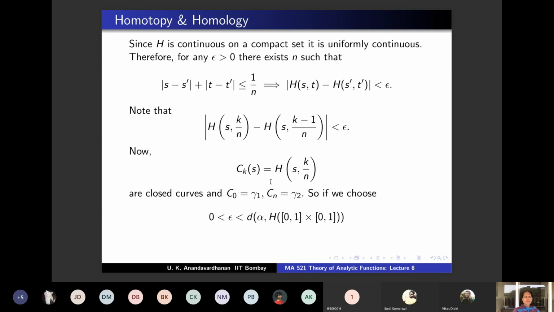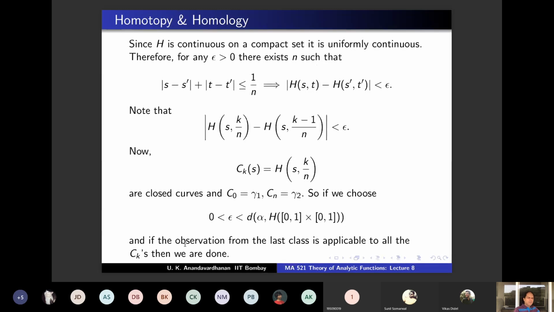So if we choose epsilon like this, then the lemma is applicable to all the ck's. If we could apply that lemma to all the ck's, then we are done. Is this point clear to everybody? Is there a doubt here?